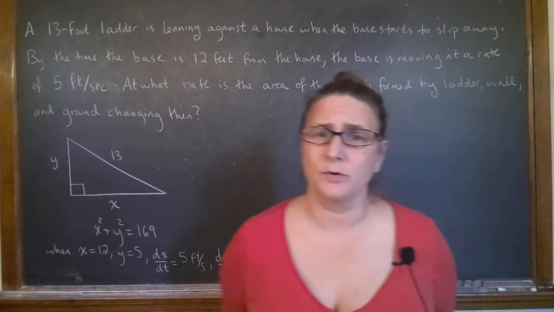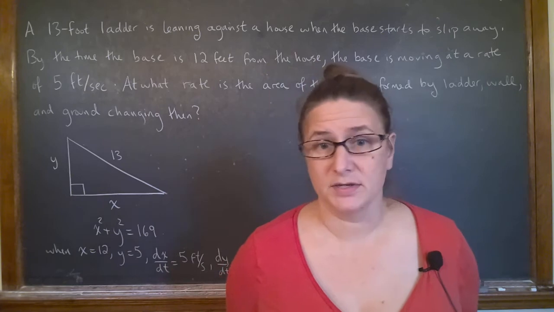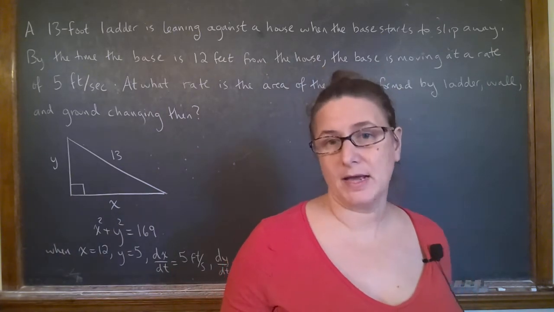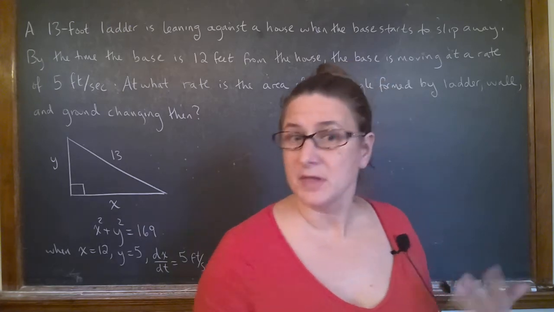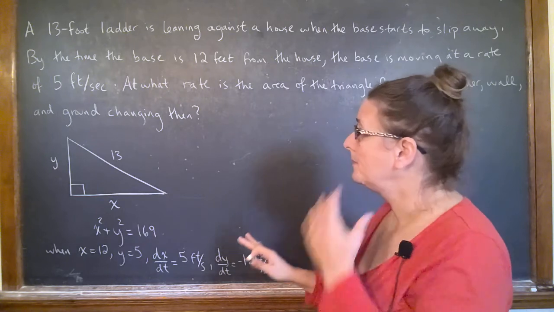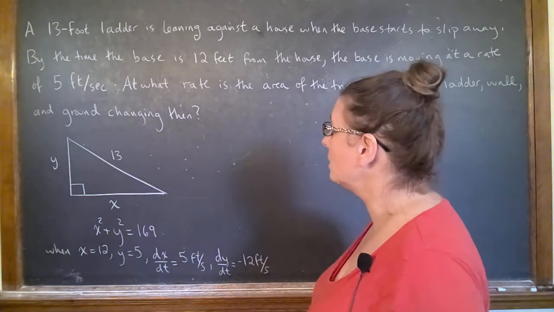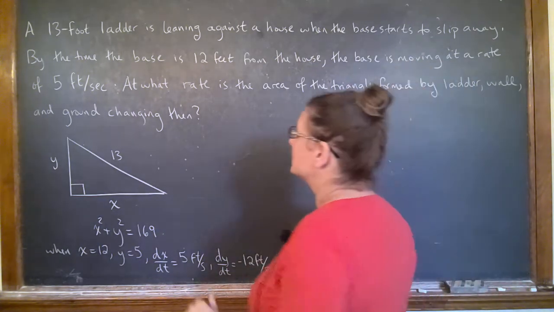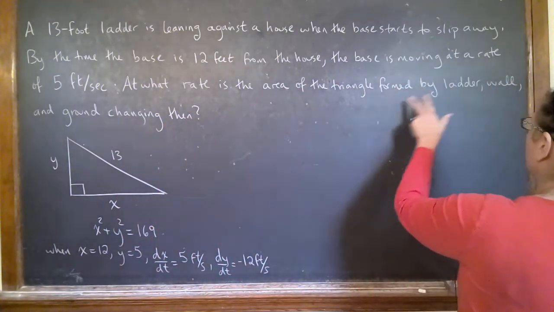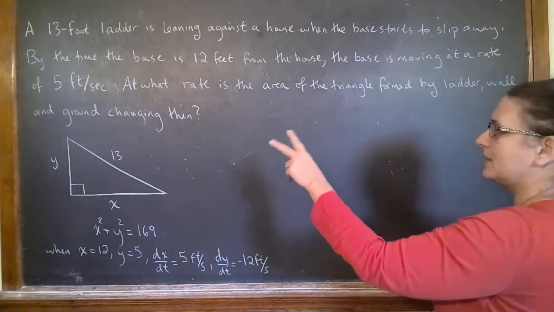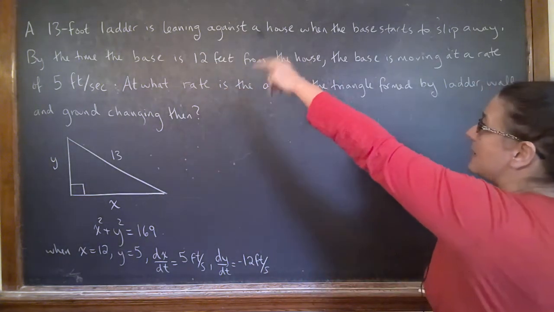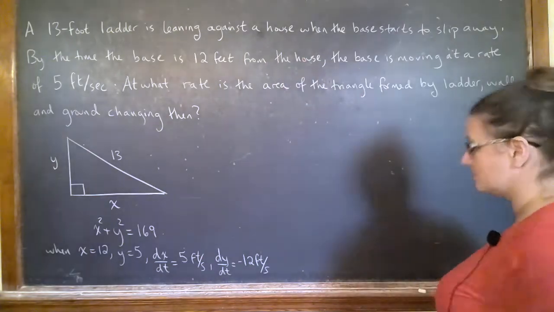There are a number of other questions we can ask about this situation of the ladder sliding down the wall, besides the one that we asked before. Here's another one. I kept the numbers, everything the same. And we'll need what we did before, but now the question is asking, at what rate is the area of the triangle formed by the ladder, wall and ground changing then? Then meaning at the time when the base is 12 feet from the house, right?